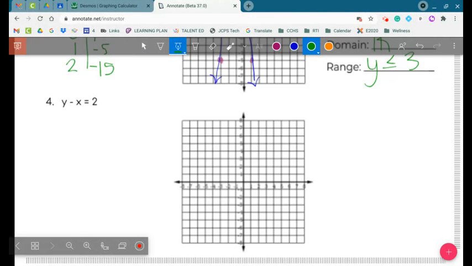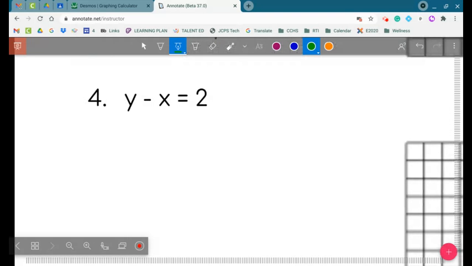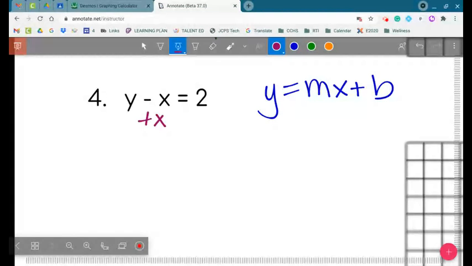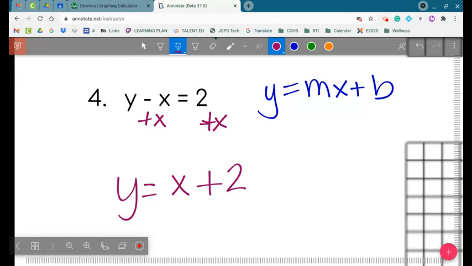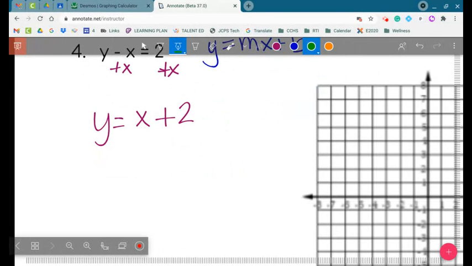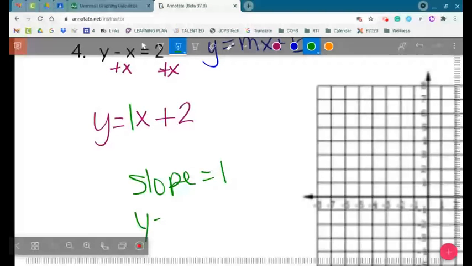Okay, next one we have to graph it. So we're going to use the slope like we did yesterday, but it has to be, if you guys remember, in y equals mx plus b form. So we're going to have to move this x. So we're going to add it to the other side. You cannot combine 2 and x, so we're going to write them next to each other, and you want your x first and then your value. So my slope is 1, because it's that 1 over there, and then my y-intercept is 0, 2.